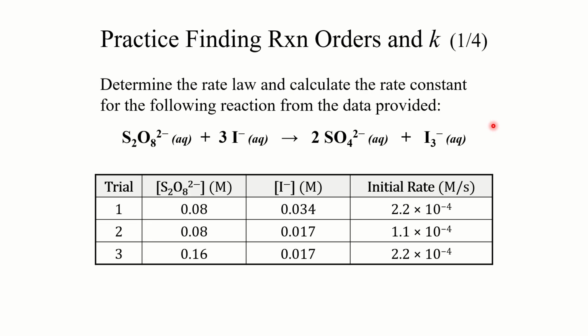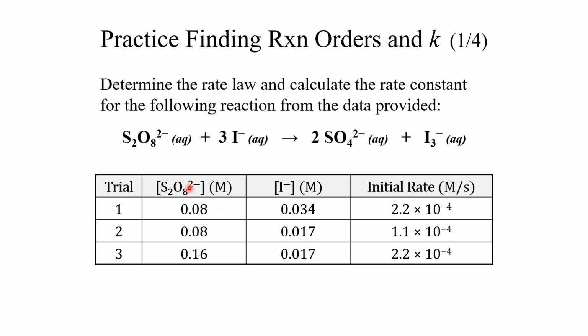All right. Let me show you another example problem. So this one states, determine the rate law and calculate the rate constant for the following reaction from the data provided. We have S2O8 2- plus 3I- forms 2SO4 2- and I3-. So here we have 3 trials with our 2 reactants.